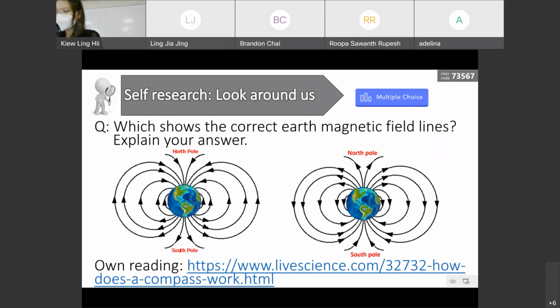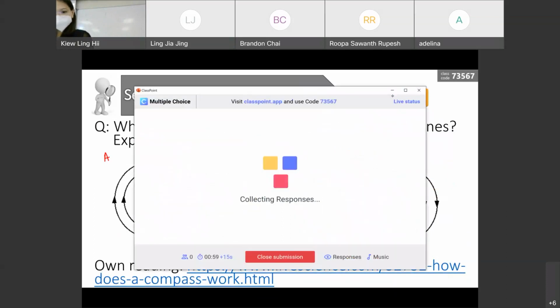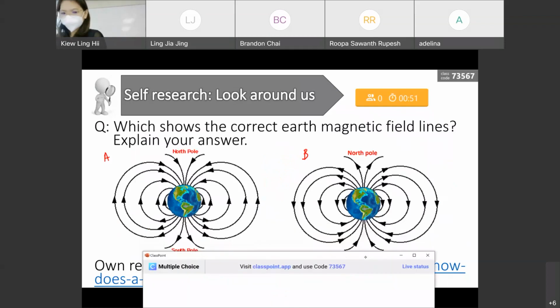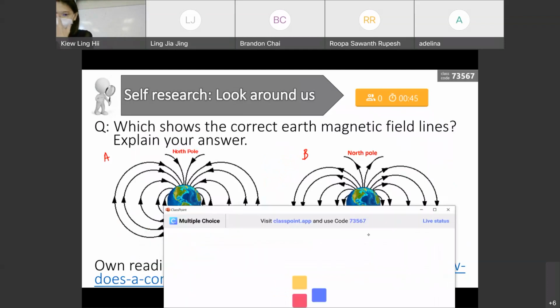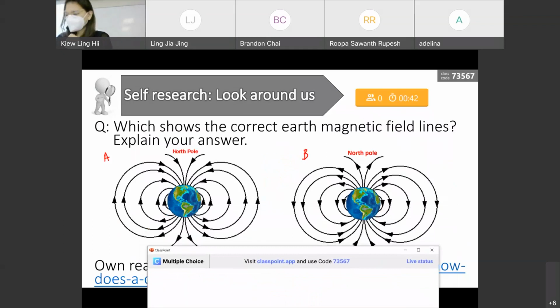Okay, so this is something that happens around us. We know that the Earth is a huge magnet, right? So can you tell me which, A or B, is actually the correct magnetic field? So I would like you to join this, and you choose the answer. You think first, according to the knowledge that you have regarding Earth's magnetic field, and you choose whether 1 or 2, A or B, to be the correct Earth magnetic field.